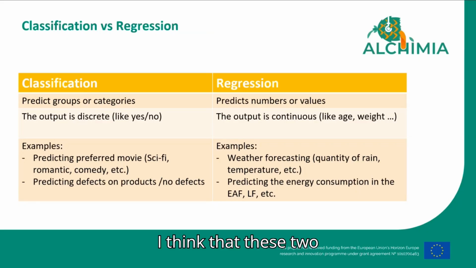Well, I think that these two tasks are pretty understandable. So classification predicts groups, regression predicts numbers and values.